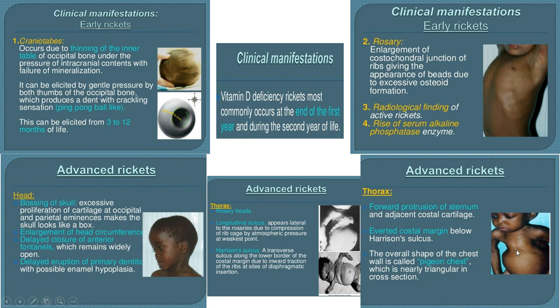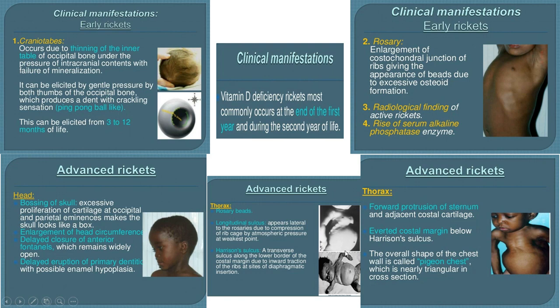Now the deformity continues in the chest wall. The sternum will deform, which can cause protrusion of the thoracic cage, also called pigeon chest. And also there is a groove over the lower end of the thoracic cage. This is called Harrison sulcus.